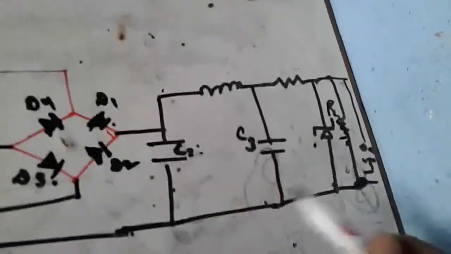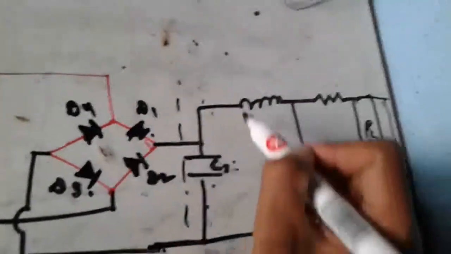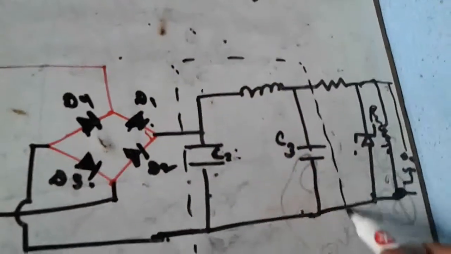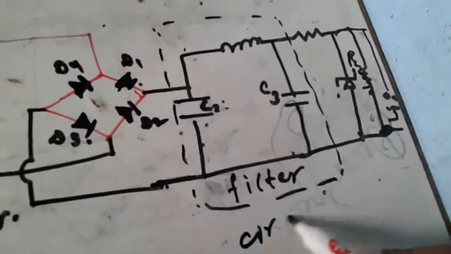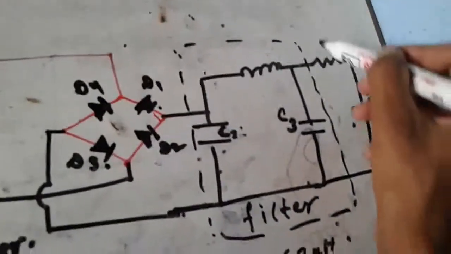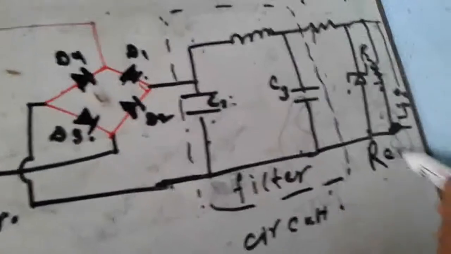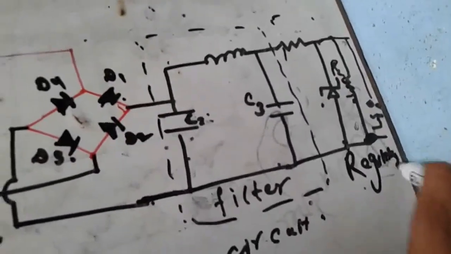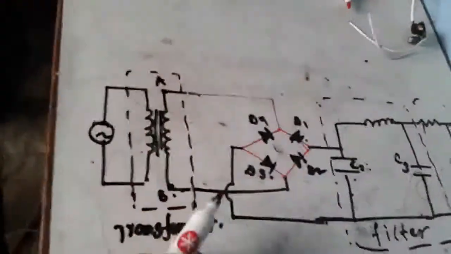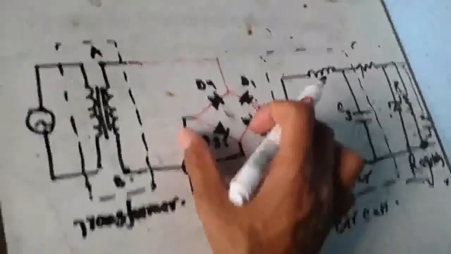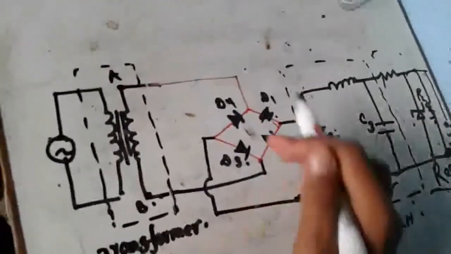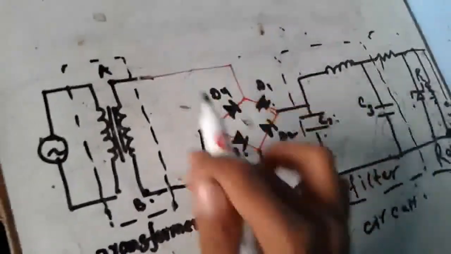Now this one is a transformer, this is a Wheatstone bridge circuit, that is, a bridge rectifier with 4 diodes, as you can see from their connection. This one is a filter circuit, and this one is a regulator. I have talked about it earlier.